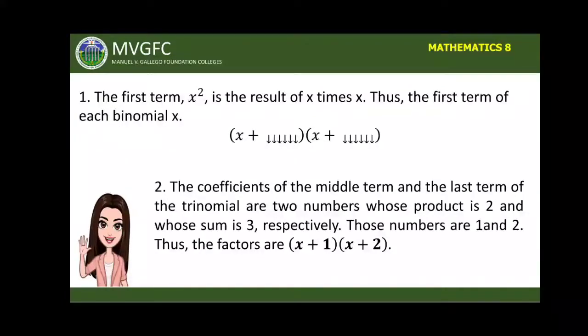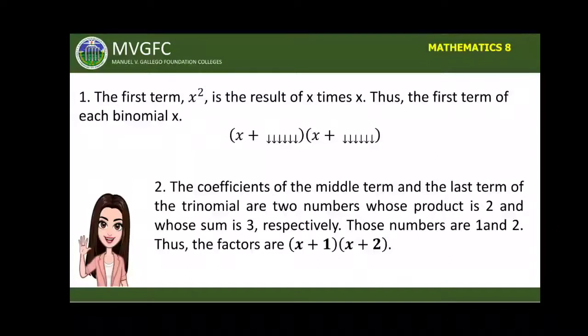Now, how do we get the second term for each binomial? The coefficients of the middle term and the last term of the trinomial are two numbers whose product is 2 and whose sum is 3, respectively.